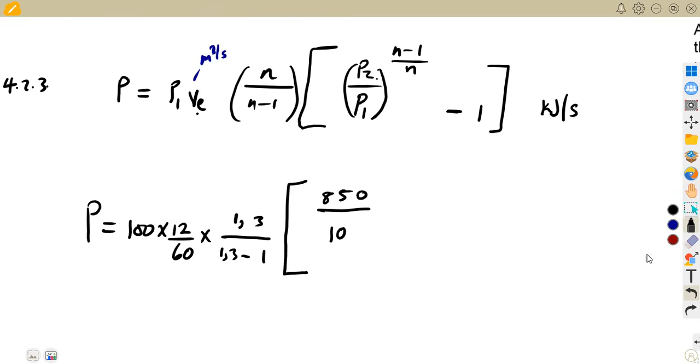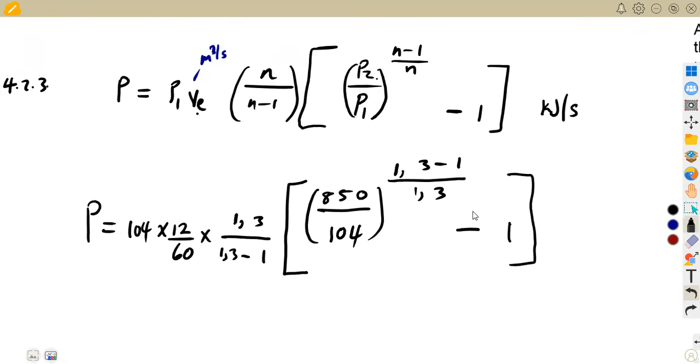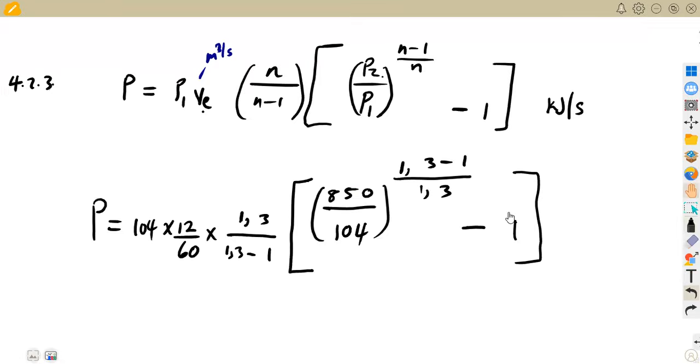Where am I obtaining 100 here? This is 104, and P1, this is 104. Sorry for that, guys. So this is 104, to the exponent of N minus 1. Remember, our N is 1.3, so it's going to be 1.3 minus 1 over 1.3. So this whole part, we just subtract a 1 as it is. So this is direct application.